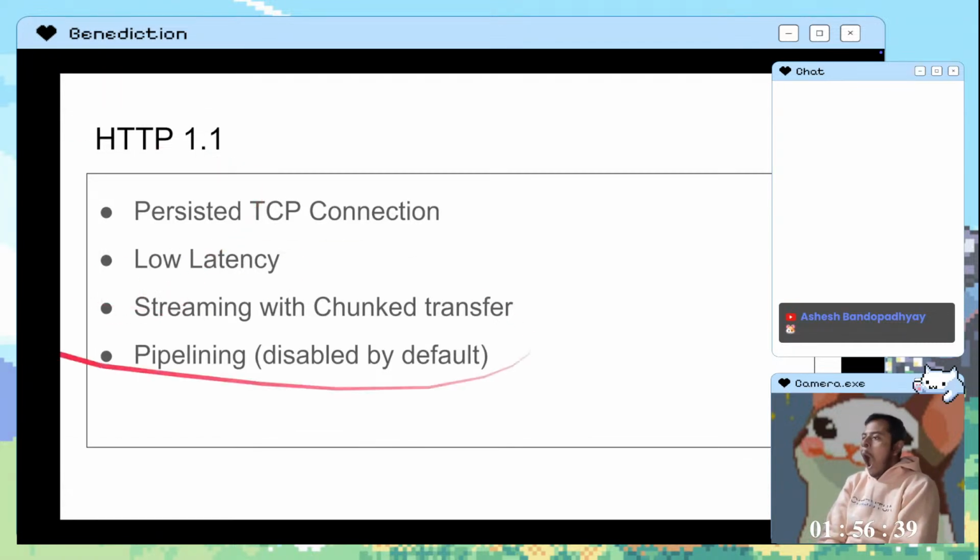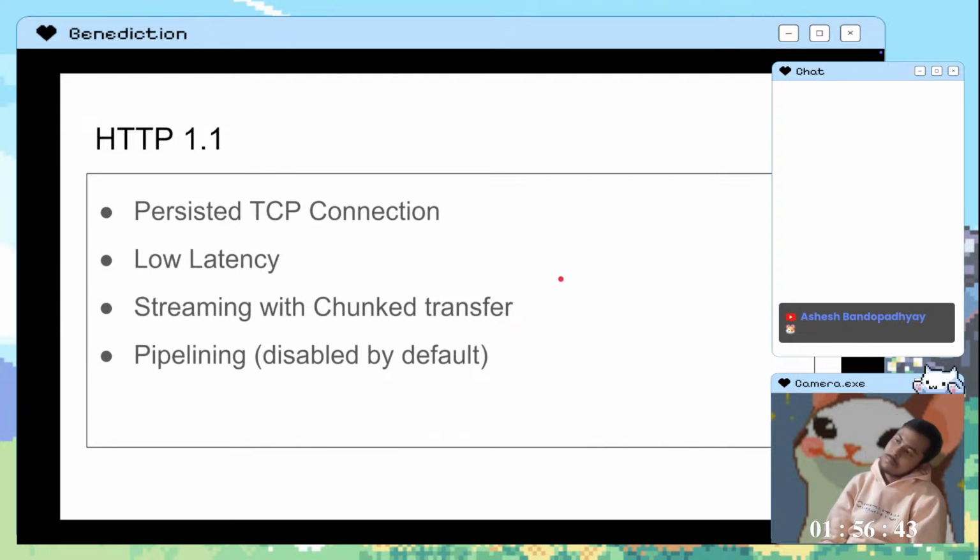And then we have streaming with chunk transfer that we talked about, instead of buffering. So the moment we have part of the HTML page, we're going to send it through the connection. We're not going to wait. And then we're going to tell the client, hey, by the way, this is part 1, part 2, part 3, part 4.